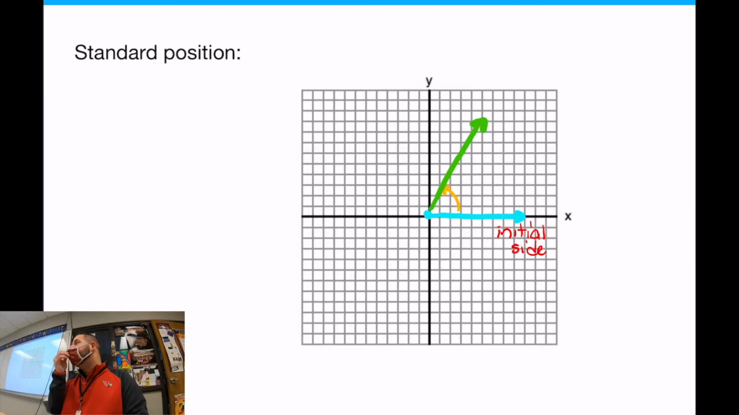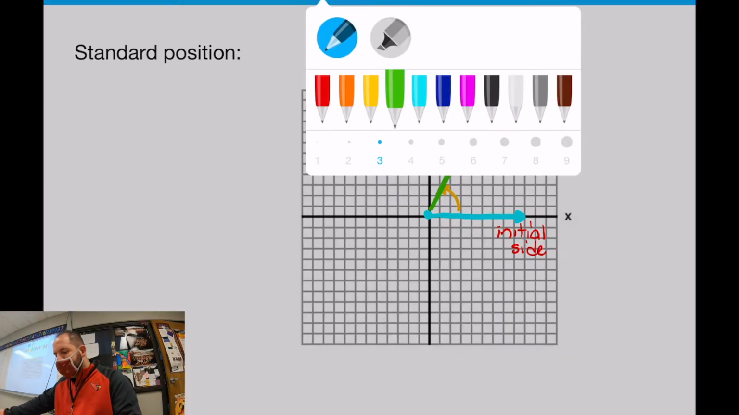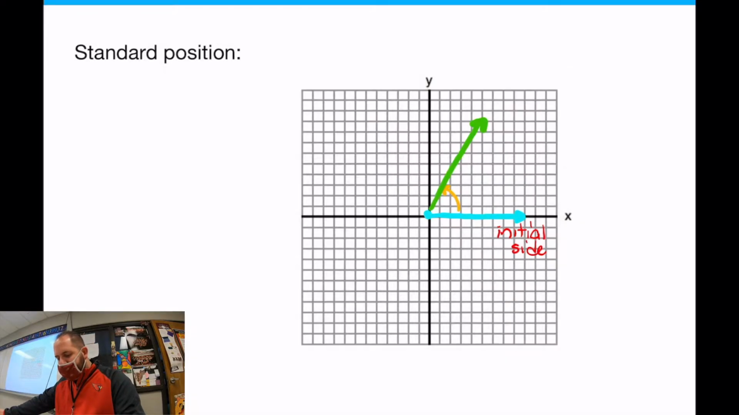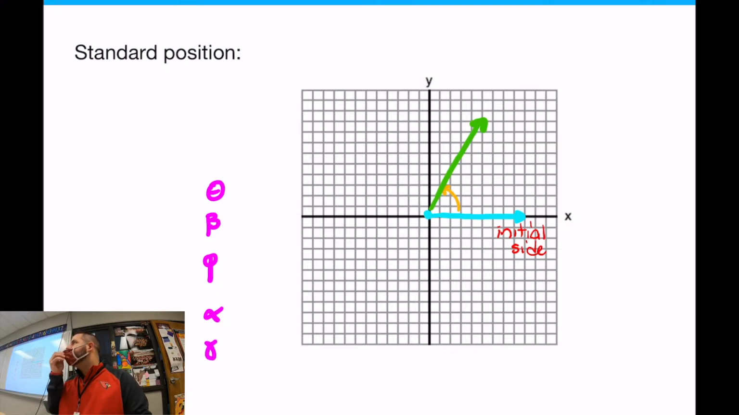Now, they have Greek letters that they can use in your textbook. We did a little bit of that in geometry days. When they label angles, we have theta, beta with a really long tail, phi, however you want to say it, and then alpha and gamma. They use these for angles. So you will see that a lot throughout this chapter.